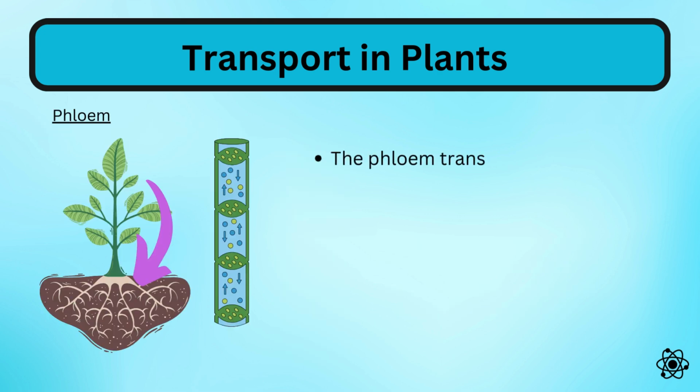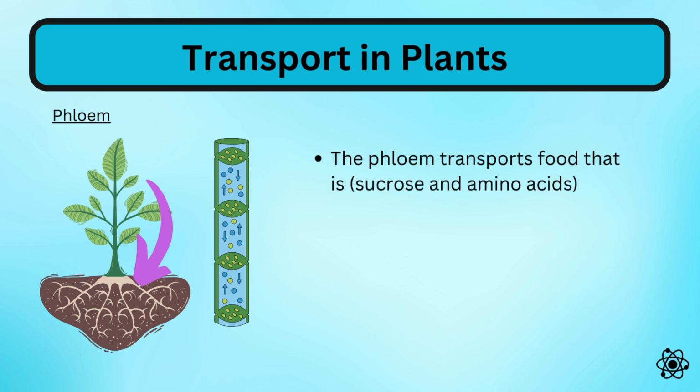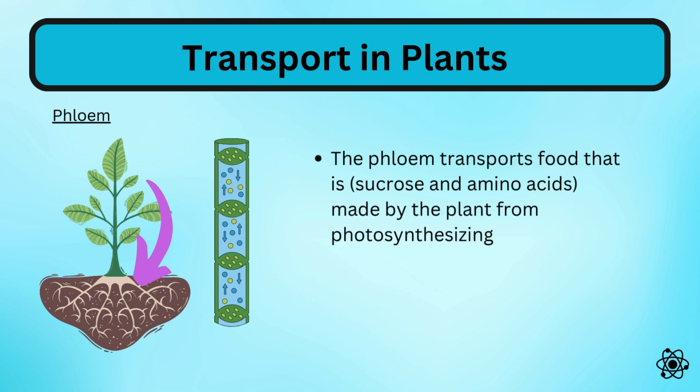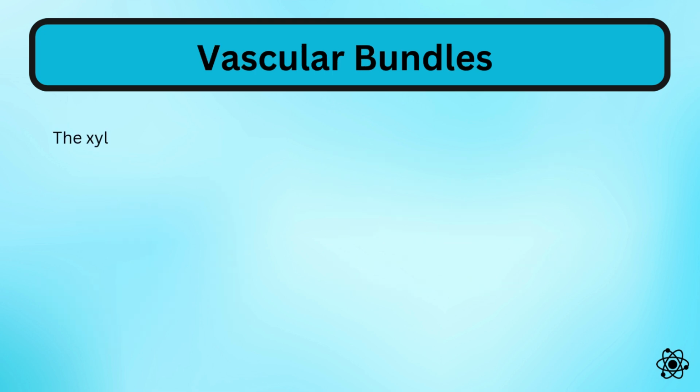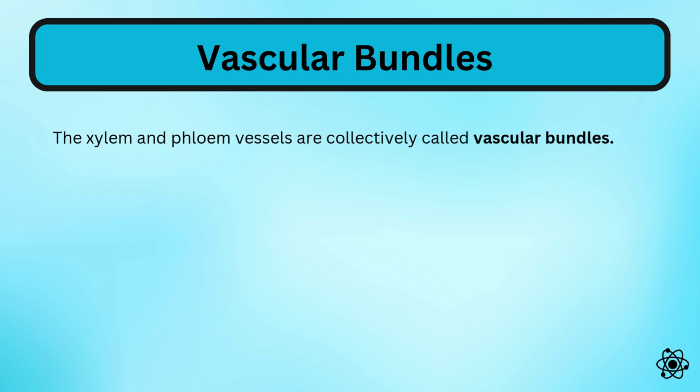The phloem transports food, that is sucrose and amino acids made by the plant, from photosynthesizing leaves to non-photosynthesizing regions in the root and stem. So how could I remember which tube carries which element? Phloem starts with the sound "pho", and so it carries food, which also starts with the sound "pho". The xylem and phloem vessels are collectively called vascular bundles.